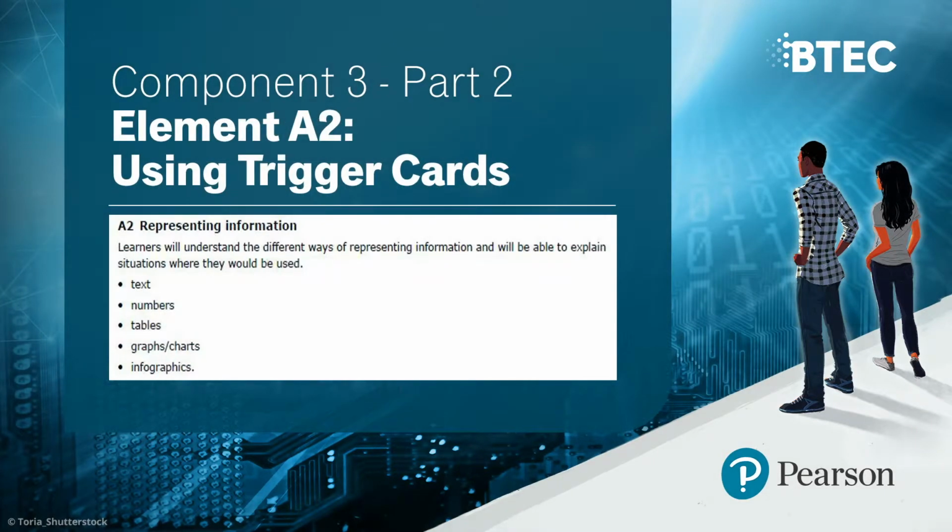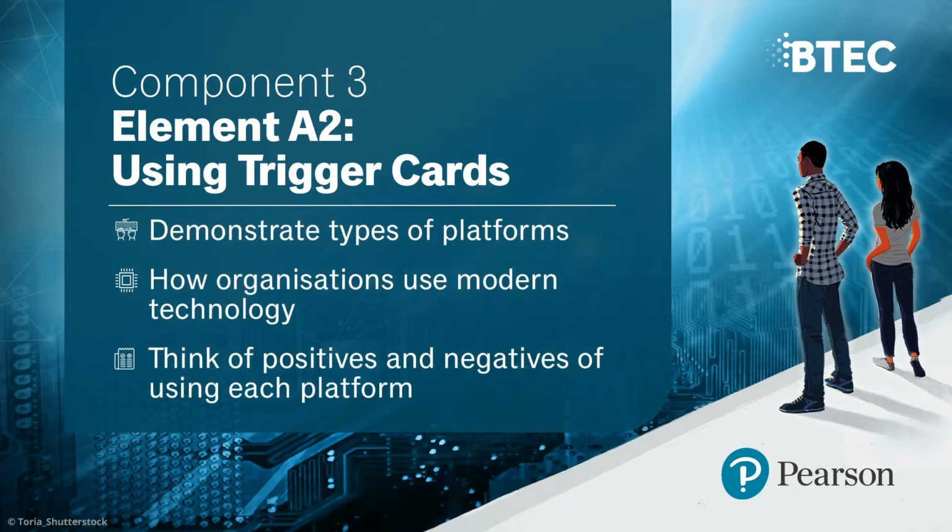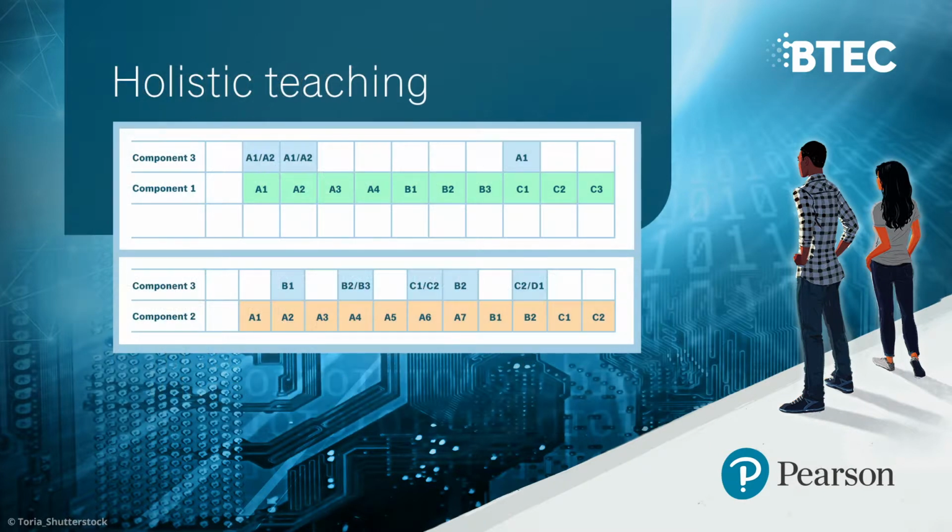And in element A2, you could look at trigger cards. These could be used to demonstrate the types of platforms and how organisations use modern technology and get the learners to think about positive and negative impact using each of the platforms and how this would impact upon the decision to use them. This links in well with component 1 and component 2 as well in terms of choices, because these choices are the same whether we're looking at project methodology, a technology to use or an interface.